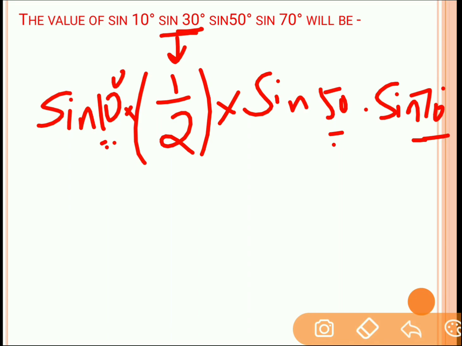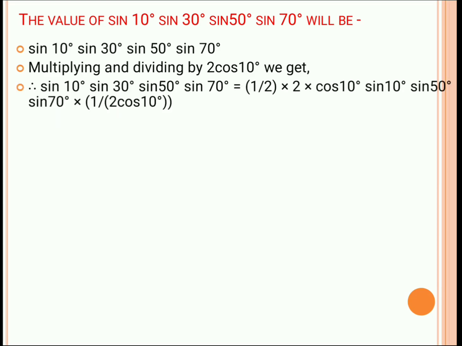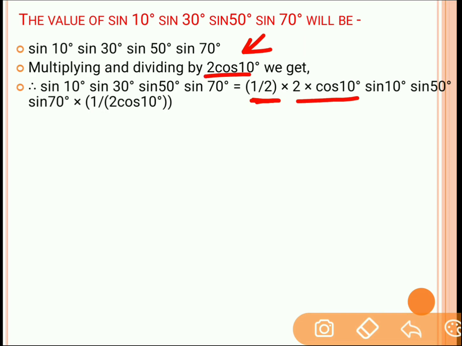Now in order to move further, what we can do is multiply and divide this expression by 2 times cos 10 degree. What will happen if we multiply and divide this expression by 2 cos 10 degree? In this expression, sine 30 is 1 by 2, so I have written 1 by 2 over here. Then we multiply and divide by 2 times cos 10 degree, so the expression becomes 2 times cos 10 into sine 10 into sine 50 into sine 70 degree into 1 by 2 times cos 10 degree.